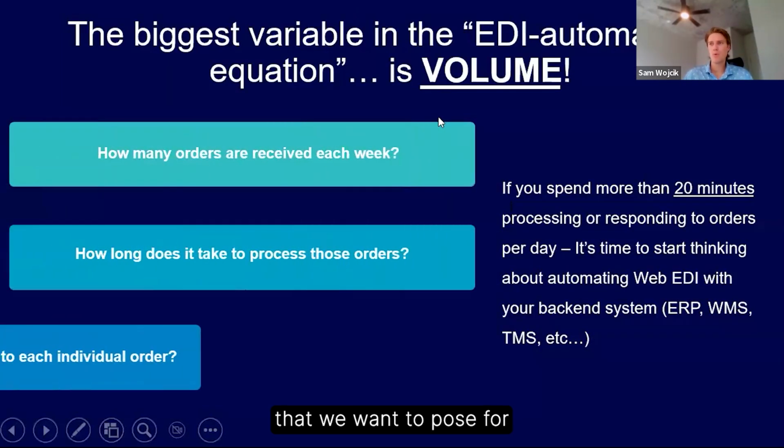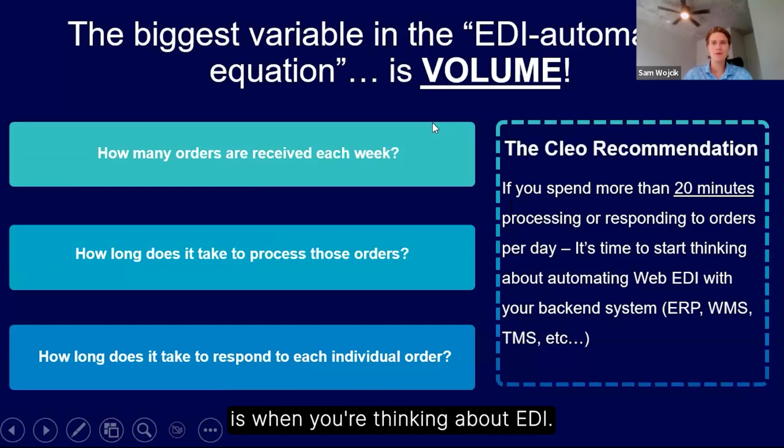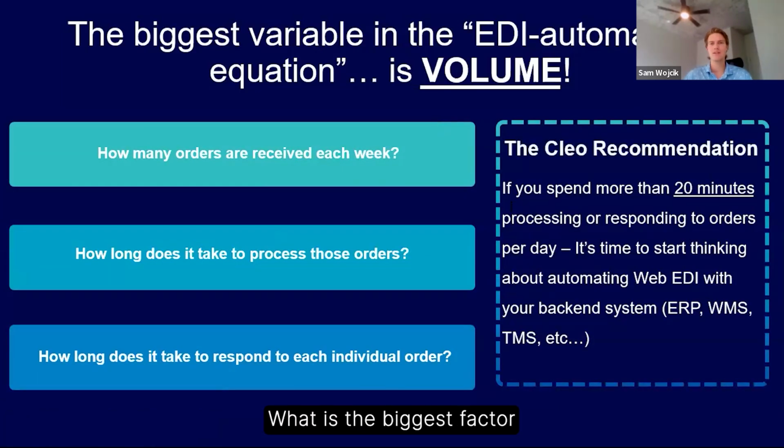And really the big question that we want to pose for you guys is when you're thinking about EDI, what is the biggest factor to consider around whether it's worth it to start automating these EDI processes? And what we like to tell our customers is the biggest factor or variable in this equation is volume. How much time does it take for you to process a purchase order and put that into another system? How much time does it take to respond to a purchase order acknowledgement or an advanced ship notice or an invoice? And what happens when you get 5 to 10 purchase orders on any given day?